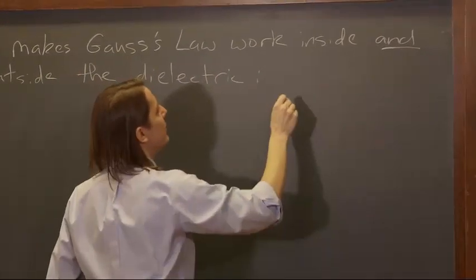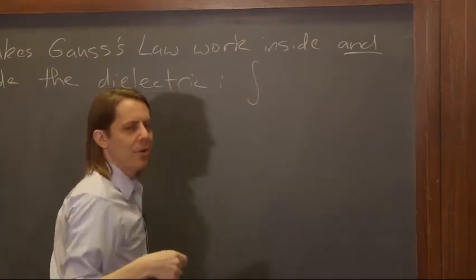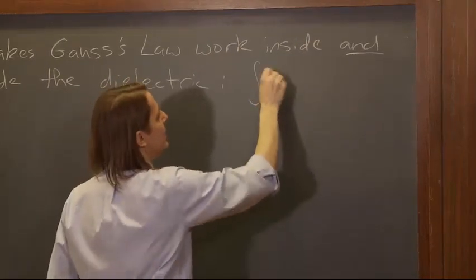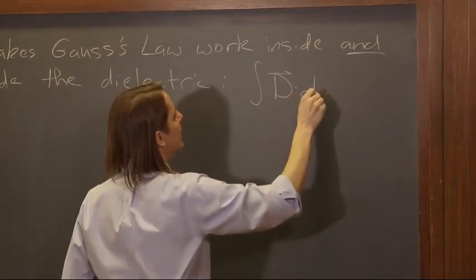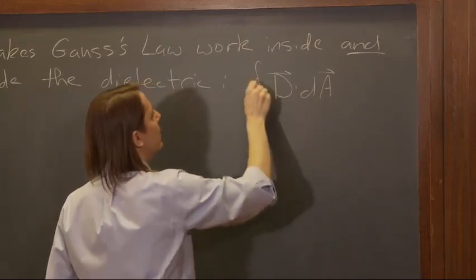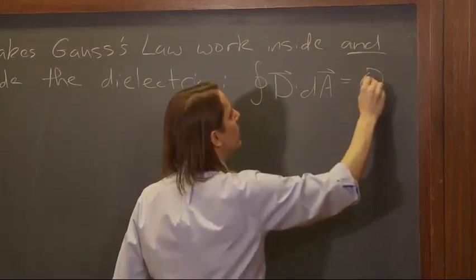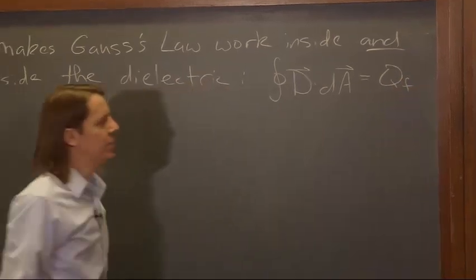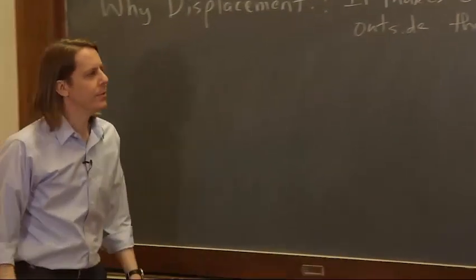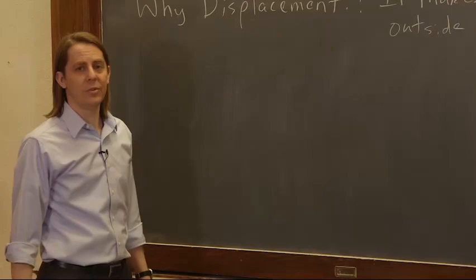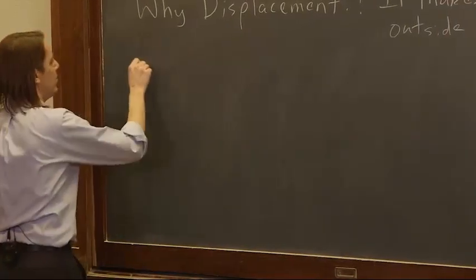Right? Because what is it? It's the integral, and that was epsilon naught E plus P. Well, that's basically D. The integral of D dot dA around a closed surface equals the free charge that's causing everything to happen. Right? That's getting pretty simple. So let's look at an example.